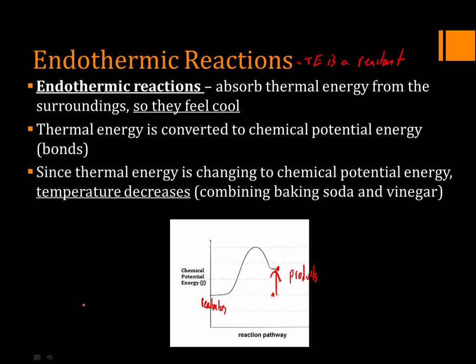cool. You take one type of energy, thermal energy, which is the energy of the particles. The more motion they have, the more energy they have, the more they move, the higher their temperature. We take that energy and we convert it into chemical potential energy, which doesn't involve heat, doesn't make the particles move more. It's going to decrease the temperature.